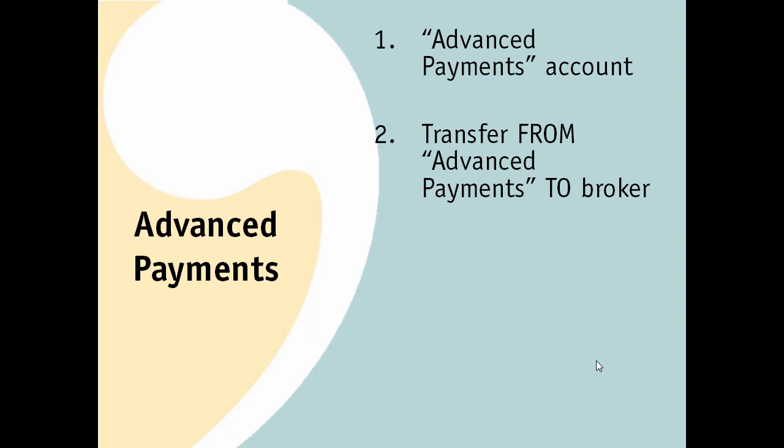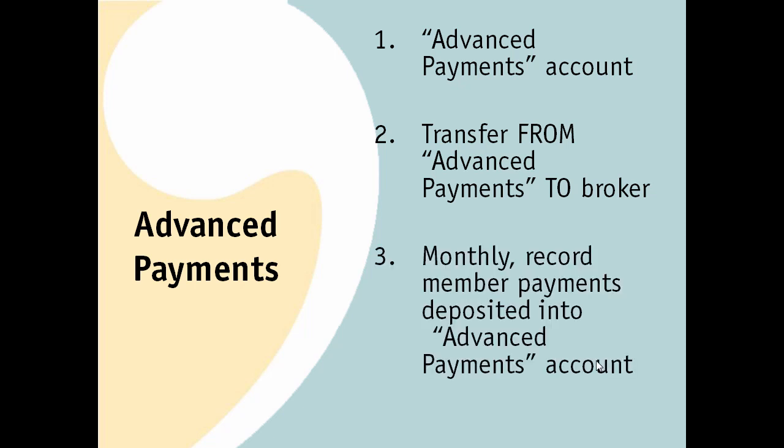Record the member's advance payment as a transfer from the advance payments account to your brokerage account. This keeps the brokerage cash balance correct. The negative balance you will have in the advance payment account will reflect the fact that this money is not part of your club assets yet.